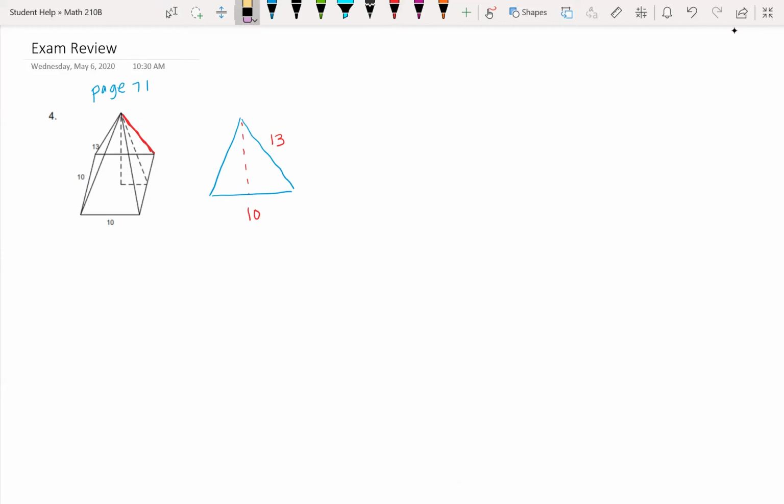I can split this triangle into two pieces here, right? And so this would be 5, this would be 13, and so it looks like the slant height is going to be 12. Remember, the slant height is going from the base of the shape along one of the faces up to the apex. All right. So we can use that to find the surface area.